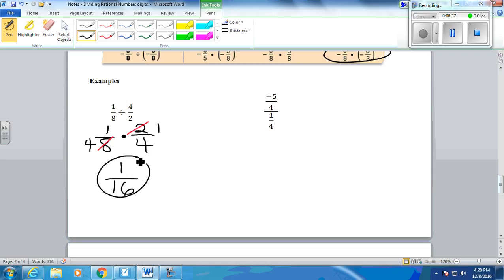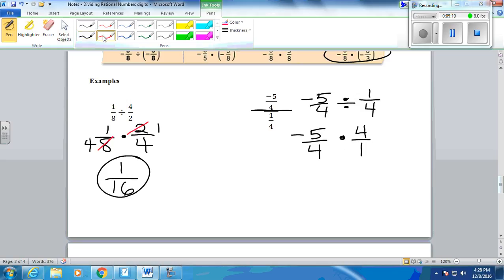For the next question, negative 5/4 all divided by 1/4. Remember, this is your main fraction bar. So I'm going to just rewrite this problem as negative 5/4 divided by 1/4. Notice I haven't done anything with the reciprocal yet. I'm just rewriting it so it's horizontal instead of vertical. So now the first number stays the same, the division becomes multiplication, and the 1/4 becomes 4/1.